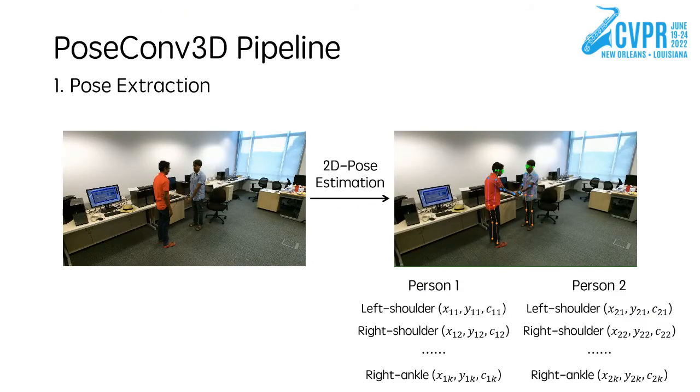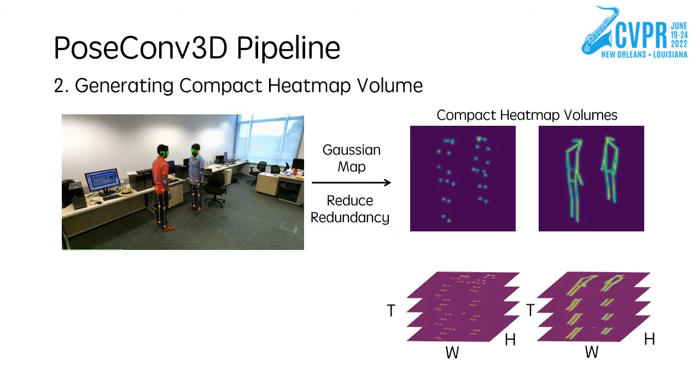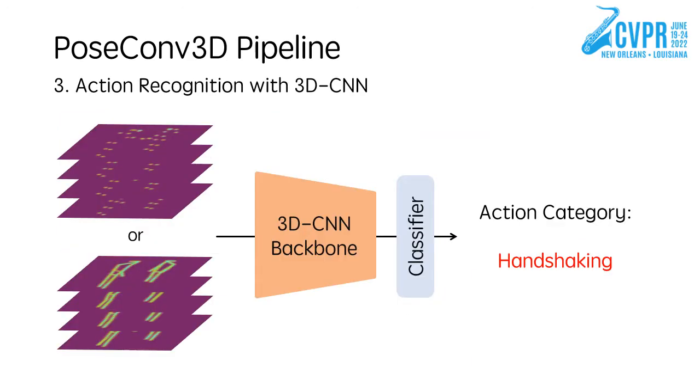Basically, the framework consists of 3 steps. First, a top-down pose estimator is used for extracting high-quality 2D poses. Second, 2D pose heat maps are stacked along the temporal dimension to generate 3D heat map volumes. Finally, a 3D CNN is adopted to recognize actions.